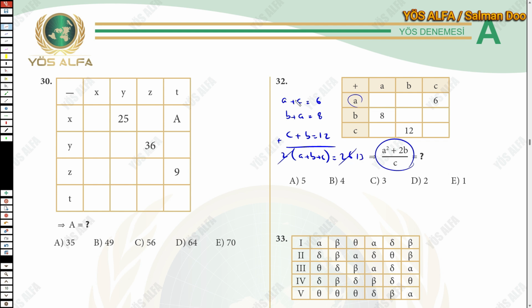And when we substitute A plus C into this equation, we have B plus 6 is equal to 13. From here we have B is equal to 13 minus 6, which is 7. And let's substitute this one. B plus A is equal to 8. So C is going to be 13 minus 8, which is 5. And how about this one? B plus C is equal to 12. A is equal to 13 minus 12, which is 1. So A square is 1 square plus 2 times B is 7 divided by C is 5. So we got 15 over 5, which is 3.